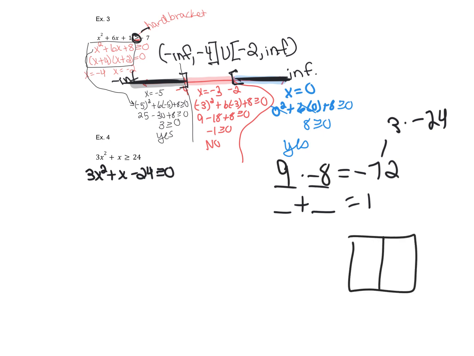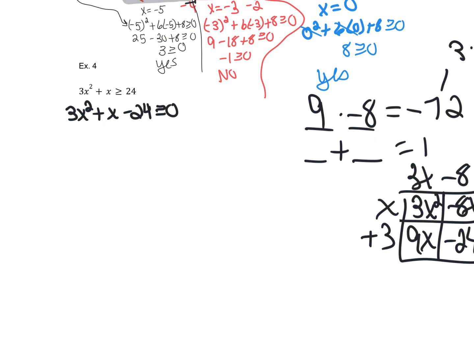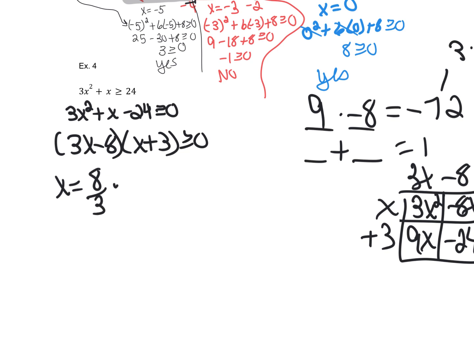If I put those into my box, I would have 3x squared, -24, and 9x and -8x. I put my 3x up here, my x there. I'd have 3x minus 8 and x plus 3. So my two solutions are going to come from 3x minus 8 and x plus 3. So x is going to be 8/3, which is approximately 2 and 2/3. So it's between 2 and 3. And then our other answer is -3.